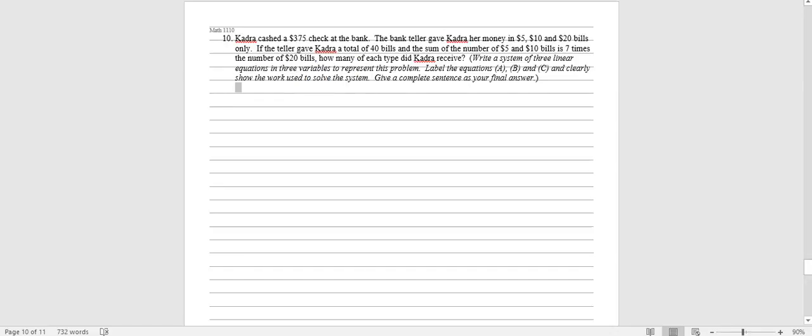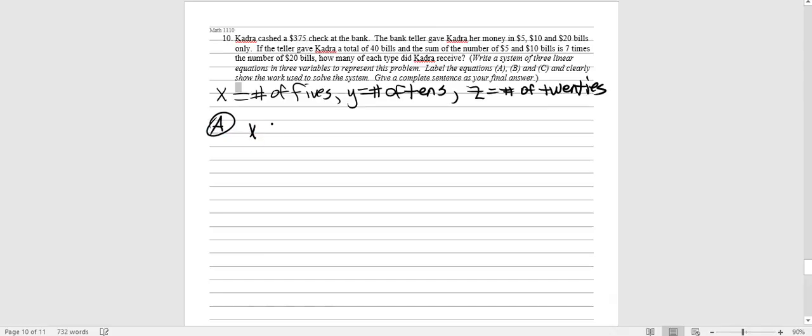So we are going to let our variable x be the number of fives. We're going to say fives, and that's short for $5 bills. Y is the number of tens. Z is the number of 20s. So Kadra got 40 bills total. So the first equation is x plus y plus z equals 40.